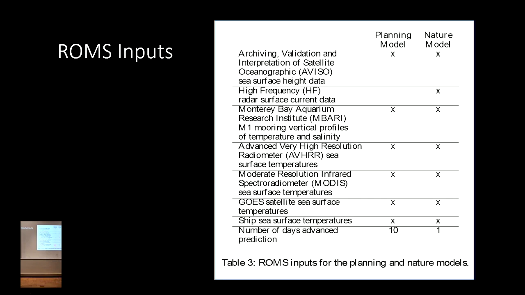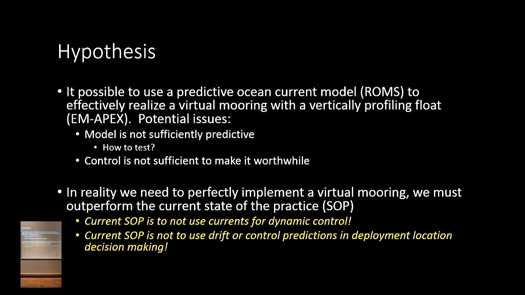We also forced that ROMS version for the planning model to forecast with 10-day-old data. So it's forecasting 10 to 13 days out. So the hypothesis that we have is the following. Can we use this predictive ocean current model to actually realize a virtual mooring? And what are the problems that we think would stop us? One is the model's not very good. So we have some sensitivity experiments there. The second is, even if the model is good, if everywhere at all depths the current is just driving you west, you're screwed, right?